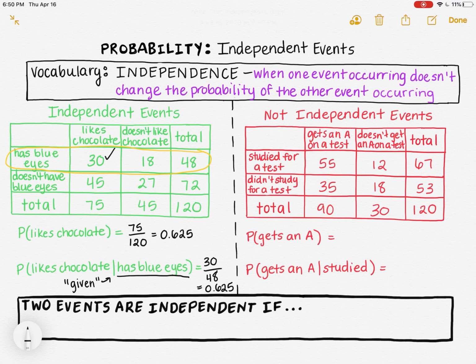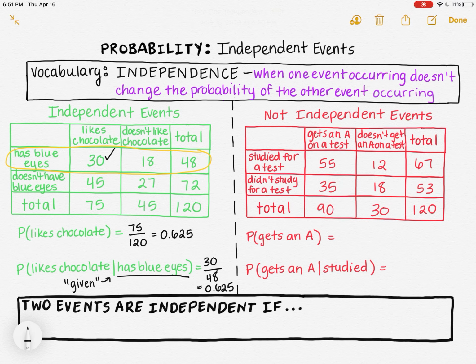Now, before we do that, let's talk about the not independent events. The events in this table are whether or not somebody gets an A on a test and whether or not they studied for a test. Just by thinking about what these events mean to you, it makes sense that they're not independent. Most likely, whether or not you study is going to impact your grade. So the events probably are not independent. It makes sense that they're labeled as not independent.